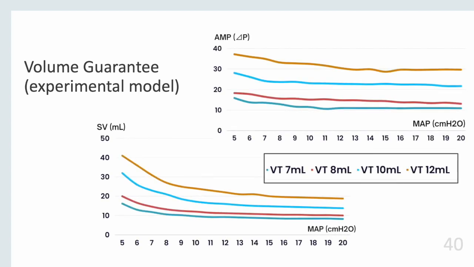A different method to observe the changes in pressure during volume guarantee. The graph on the top shows how much pressure was needed to attain the set tidal volume. The higher the MAP, the lower the amplitude, which means that the ventilation volume can be maintained at a lower pressure. The graph on the bottom shows the relation between stroke volume and MAP. As with amplitude, it has been shown that the higher the MAP, the less stroke volume is required to create tidal volume.